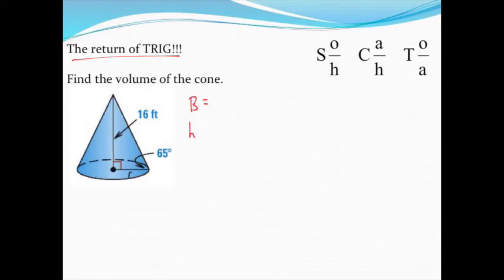We need to know the area of the base, and I need to know the height of the cone. Because the formula to find the volume of a cone or a pyramid is area of the base times the height, and then divide by 3. So I'm going to need to know the area of the base and the height. The height's given to me.